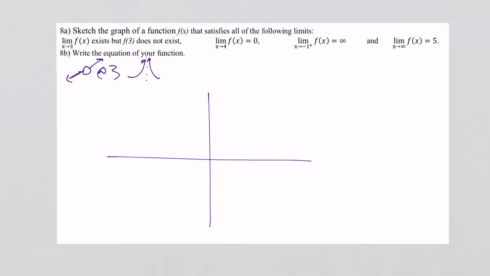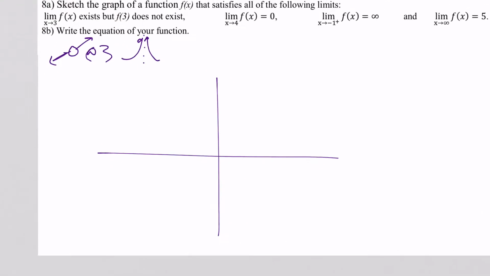Limit as x approaches 4 of f of x is 0. Well, the easiest way to do that is just to go 1, 2, 3, 4, and make an x-intercept at 4, right? Because the limit's telling us the y value is 0 as we approach the x value 4. So just make an x-intercept there.